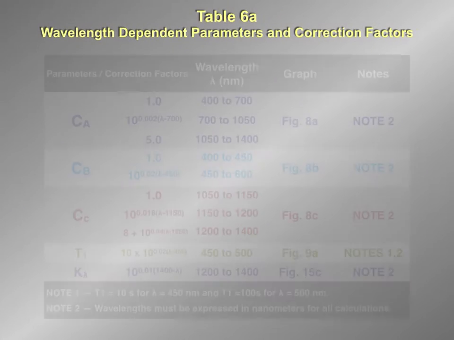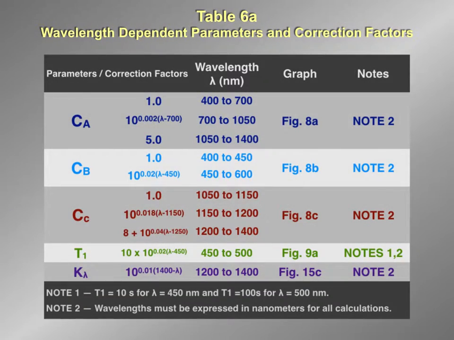Now let's take a look at wavelength dependent parameters and correction factors. This is table 6A, and what we're looking at is C sub A. So C sub A is 1 in the visible. It is 5 from 1050 to 1400. So for example, if you were looking at a YAG, C sub A would be 5.